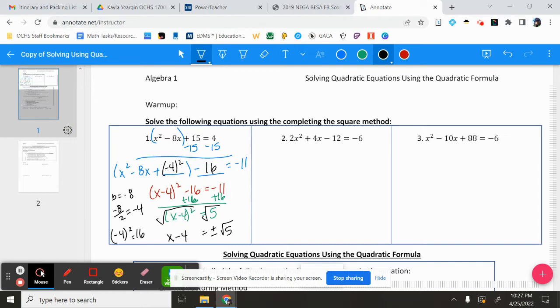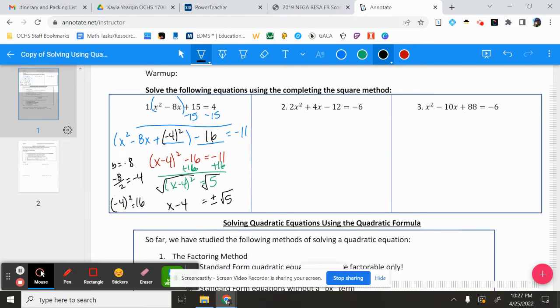We learned by our shortcut that anytime I have a radical left here, I can just simplify by saying, okay, I'm going to add 4 to each side. Well, I can't combine those two things because the square root of 5 and 4 are not like numbers. One has a radical, one does not. So my final answer for this one will be x equals plus or minus the square root of 5 plus 4.